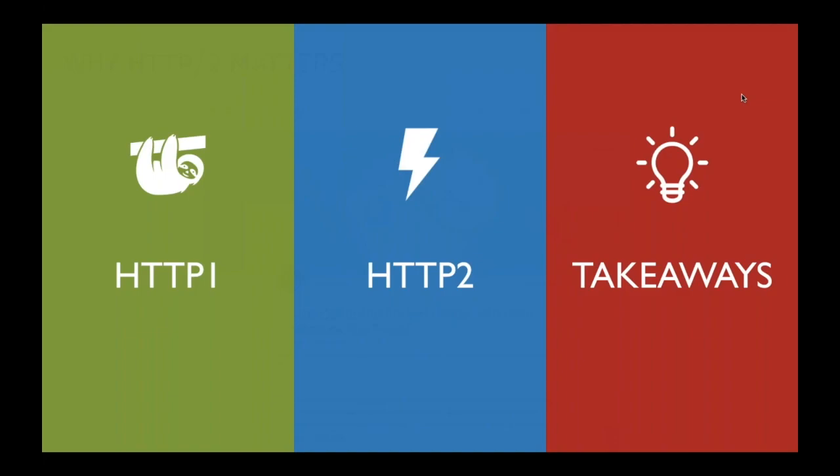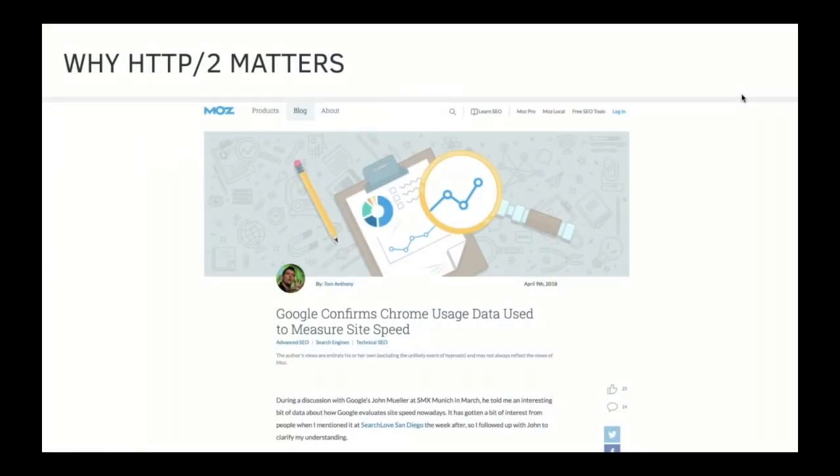and then I'll quickly wrap up before we take some questions with a few takeaways for what it means for us. Okay, so before I get started about HTTP1, just to reiterate why it's important, a few months ago, John Mueller at Google confirmed to us that Google are now using usage data from Chrome users to measure site speed. So how fast your site is for actual users is now being recorded by their browsers and sent up to them at Google as a ranking factor for how fast your site is.